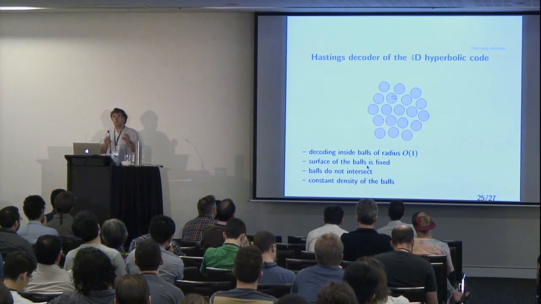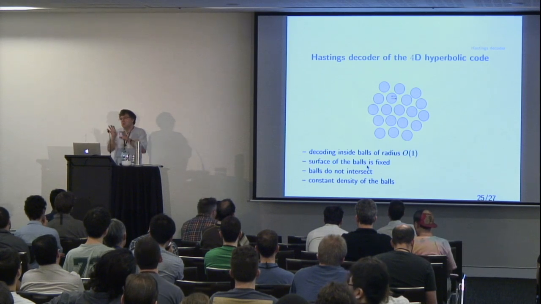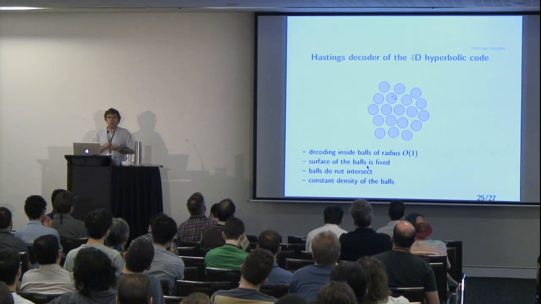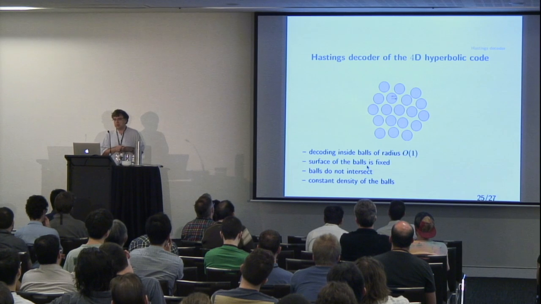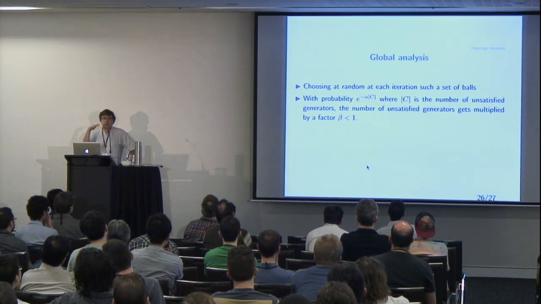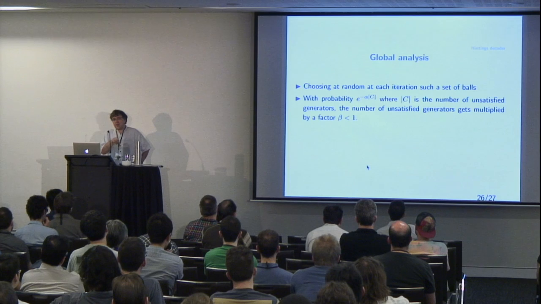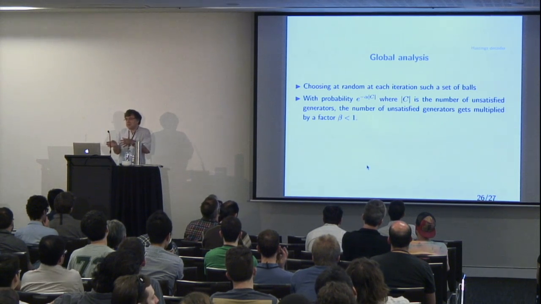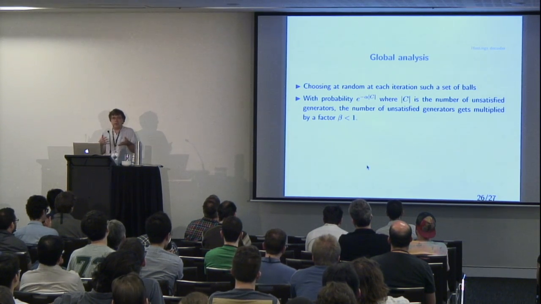It does the best it can to reduce the syndrome in each of these balls. These balls don't intersect, so you don't have a problem decoding two balls at once. You also assume that the balls you decode cover at least a constant fraction of the qubits. If you analyze what's going on, you get a global analysis of this local decoding algorithm, which tells you that with very high probability the number of unsatisfied generators at the next step is multiplied by some factor smaller than one. So you reduce the error in this way.